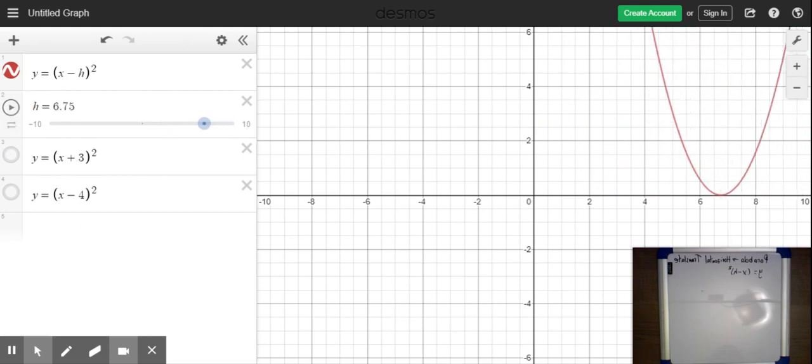So when I see a plus 3, that means the vertex has moved 3 to the left, like we see here in this example. Plus 3 means move to the left 3 units. And if I see a minus, that means I move to the right by that number of units. So that's horizontal translation, moving left and right without changing the shape of our graph.